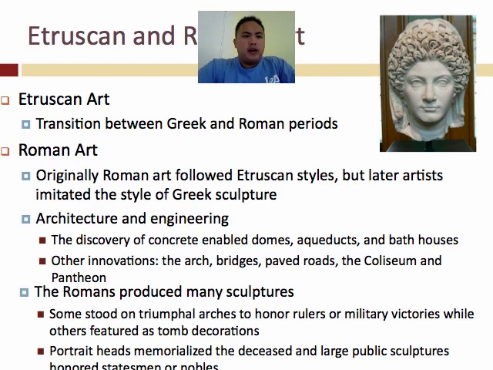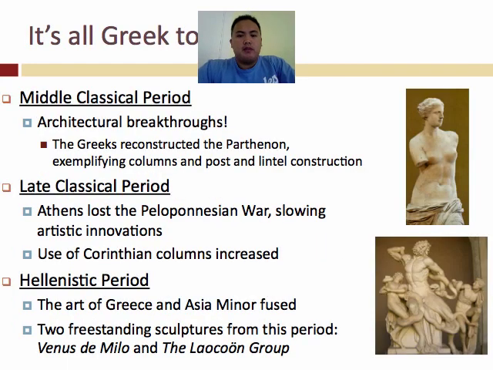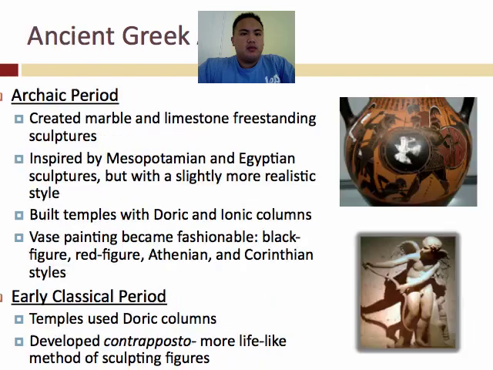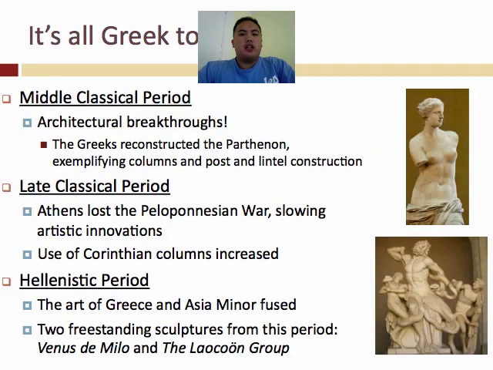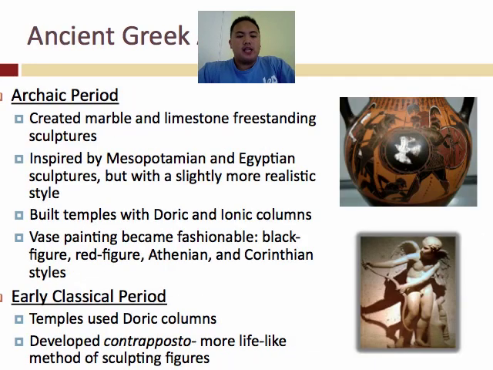So last time, if I could go back real quick, we talked about Greece. We have the archaic and the classical period. So moving on, we're talking about Greek, Roman, and again we're doing the fundamentals of art. So after this early classical period, we talked about contrapposto, or these real-life sculpting figures.